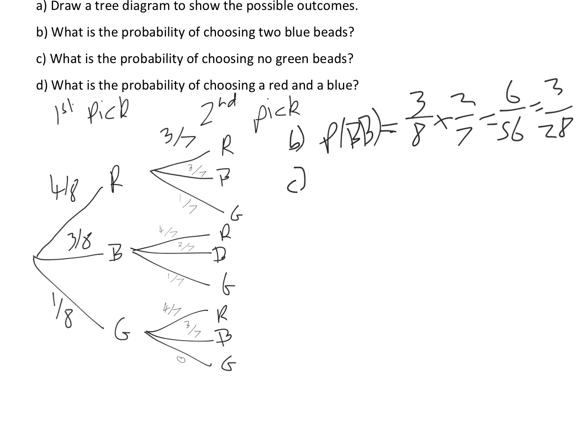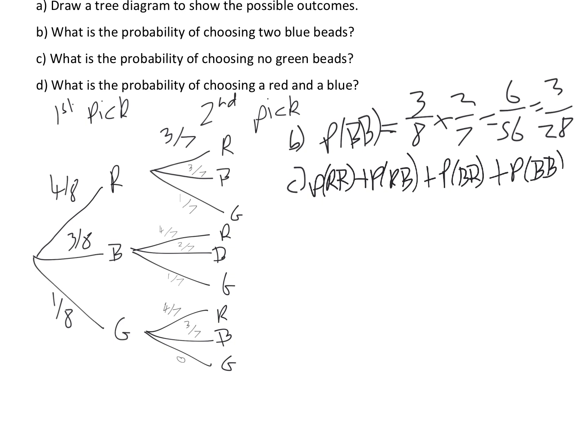Part C. What is the probability of choosing no green beads? Two ways to do this. If you think about getting no green beads, you could get a red and a red, or you could have got a red and a blue, or on the first go you could have got blue and then a red, or you could get a blue and another blue. Now that's 4 probabilities to work out. It's a lot of effort, but sometimes brute force and just going through all the calculations is easier. Not easier, more reliable, I would say, to get the marks.